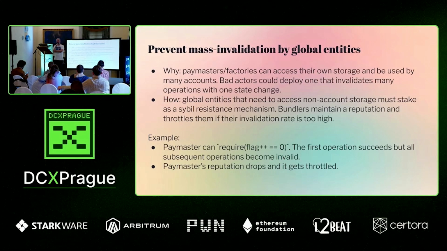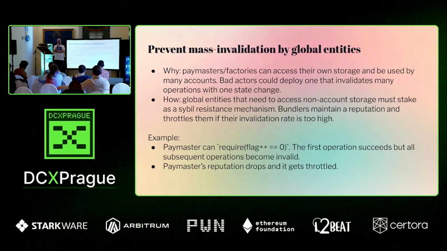Since we cannot fully prevent this attack, we had to also add an enforcement through a reputation. So if such an entity, a paymaster, causes a lot of invalidation, then it will get throttled by the mempool. So nodes will stop propagating and serving it. But it wouldn't work if we don't have Sybil resistance, because then someone can keep deploying more and more of these entities. So we introduced staking.